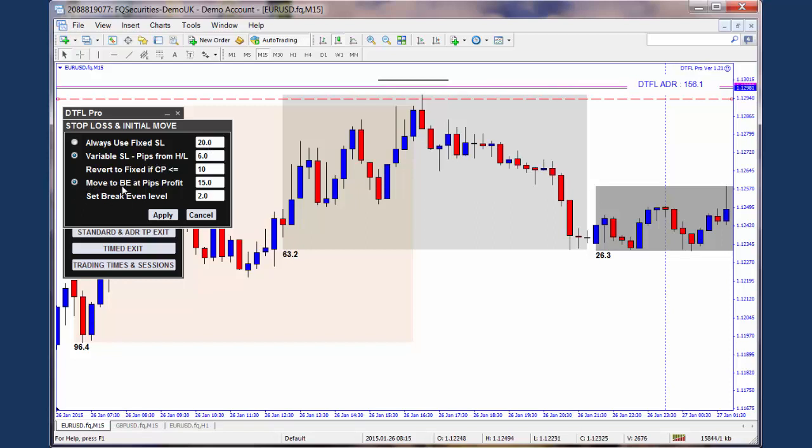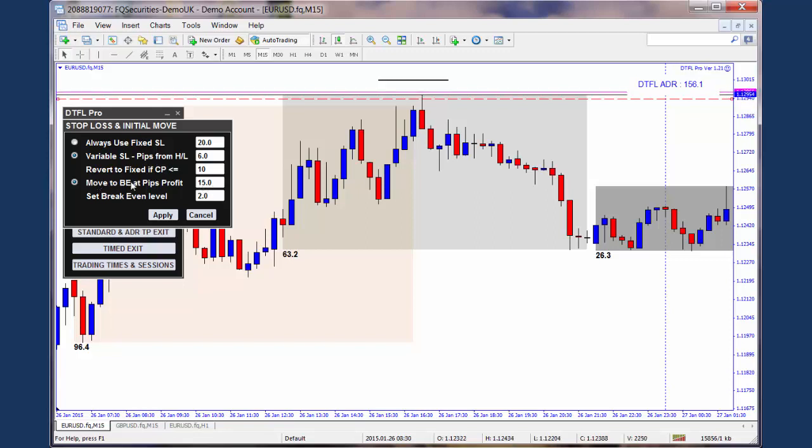Then move to break even. If you wish to select that, you don't have to have it, but if you do select it, when your trade has moved off to 15 pips of profit, your stop loss will be moved to break even level, and the break even level is your entry price plus whatever you've put in here. In this case, it'll be entry price plus 2, which is 2 pips of profit.